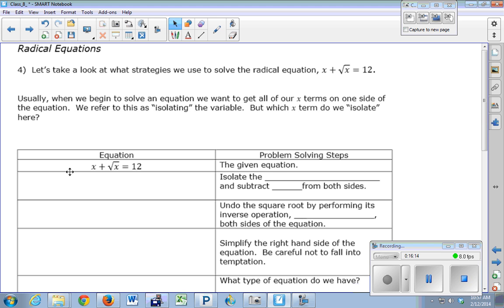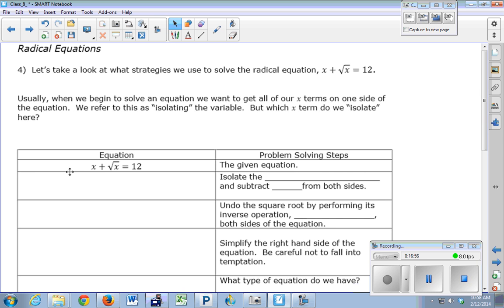So if you turn your page to step 4, radical equations, it's like banging you over the head. I'm a radical, see me, here I am. So it doesn't take much to recognize them, but we want to figure out how to solve them. And we use the age-old strategy of isolating our x term. But then the question is, wait a minute, we've got x as our first term in this equation and square root of x as our second term. So which one do I isolate?